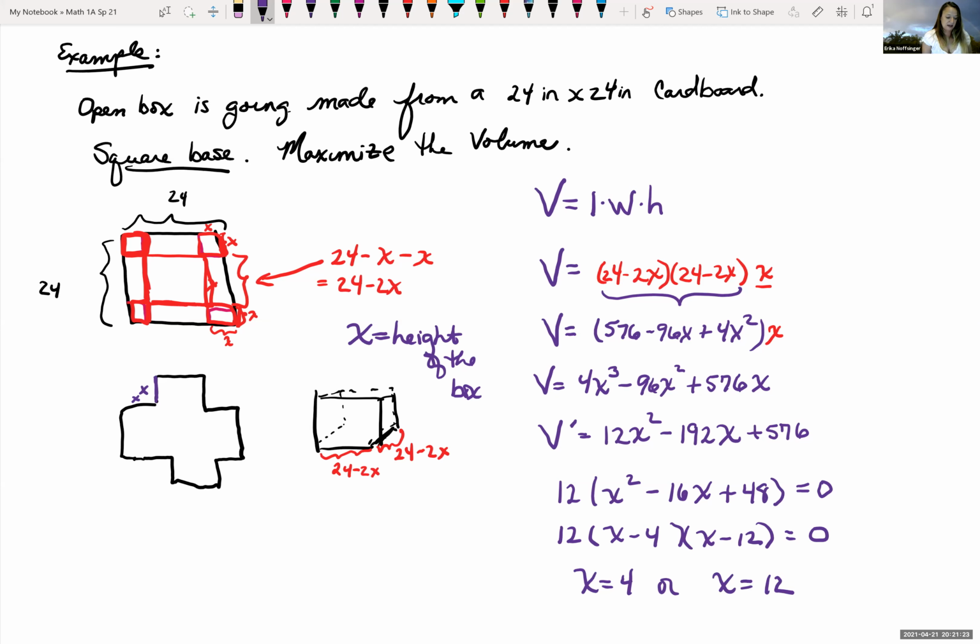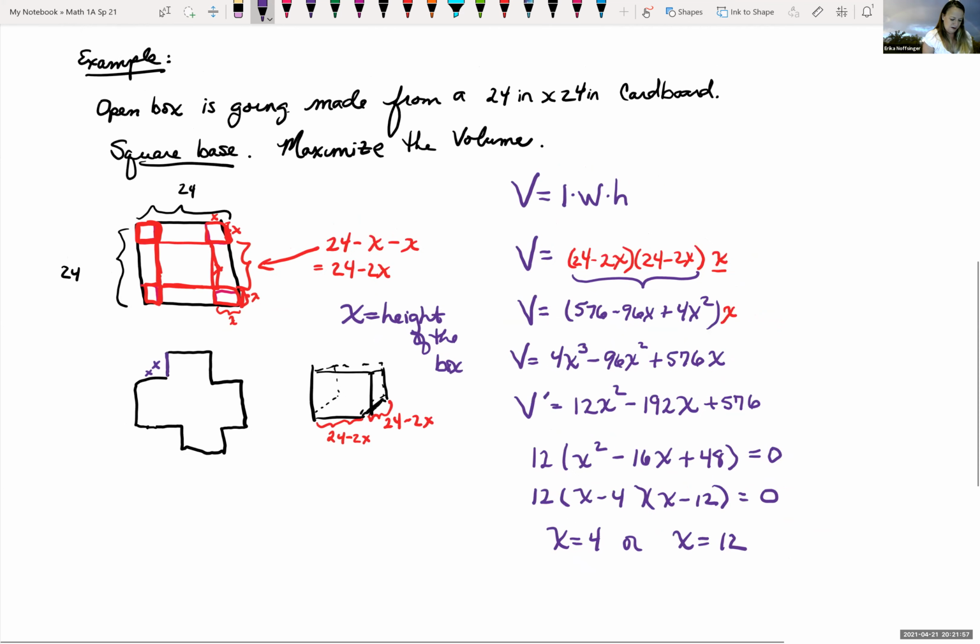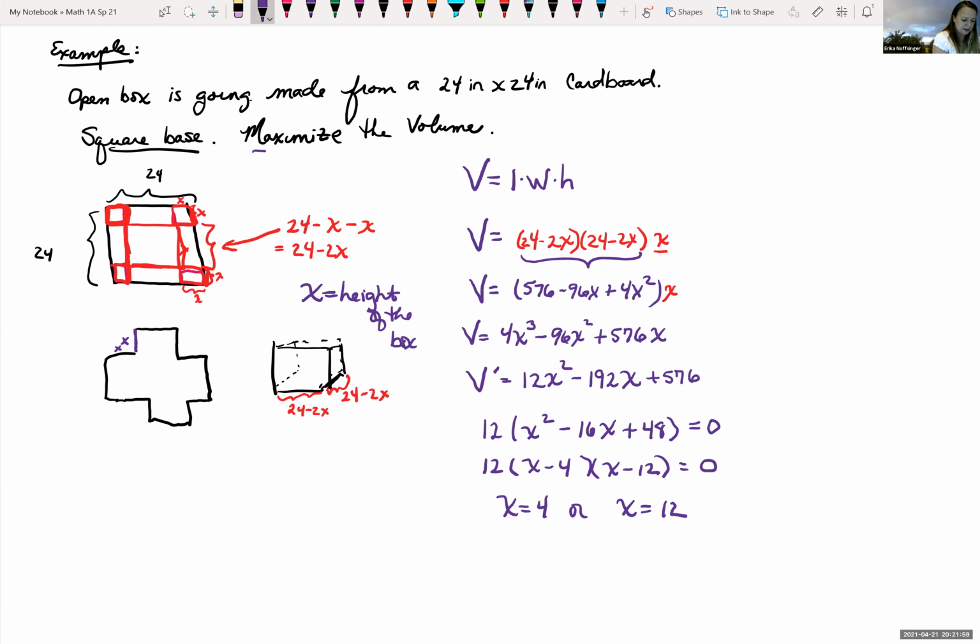In these problems, again, we have to think about domain. It wouldn't make sense that x is 0, because it would just be a flat box. Can't have volume there, right? But we can't have a number over 24 either. If we had x as 24, you're basically folding it up and there's no length or width. It's just a folded box with no volume. And so here we have x equals 4 and x equals 12.